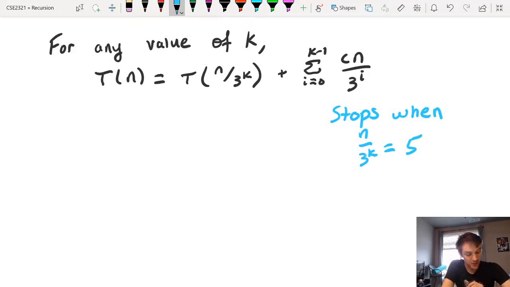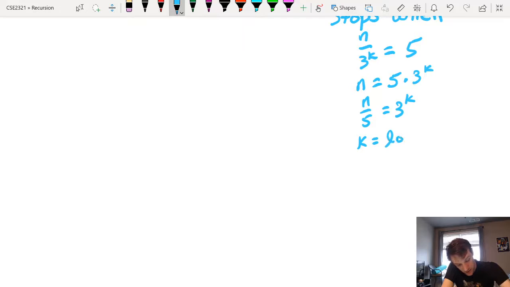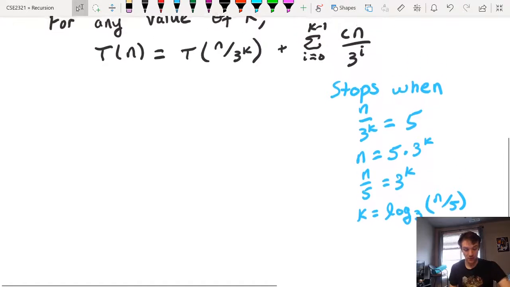To solve that for k, we multiply by 3 to the k and get n equals 5 times 3 to the k. Divide by 5, and we get n over 5 equals 3 to the k. And take a log base 3 of both sides, and we have k equals log base 3 of n over 5. So that gives us a value of k for when we stop.